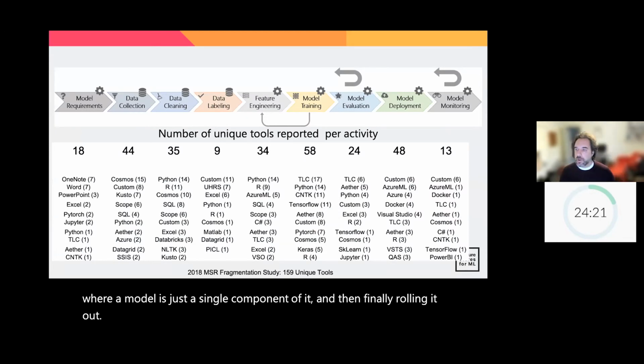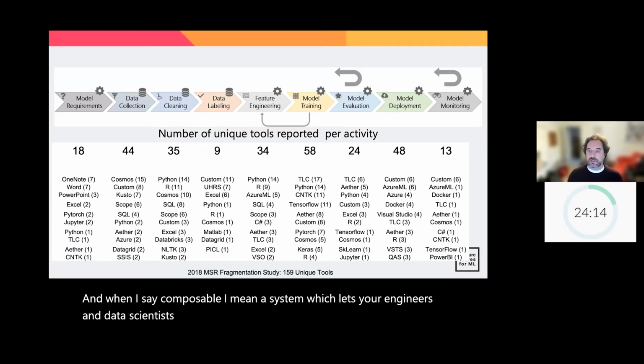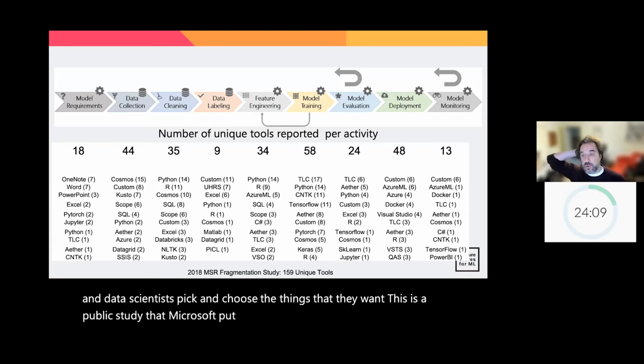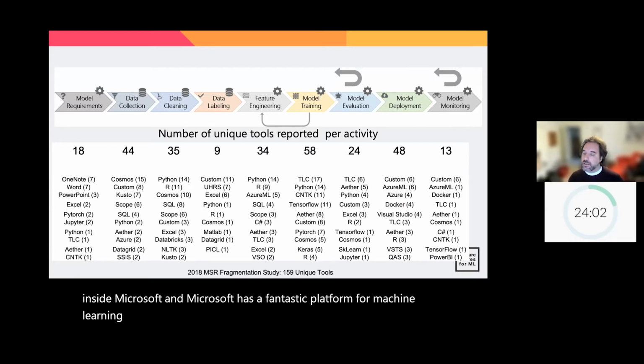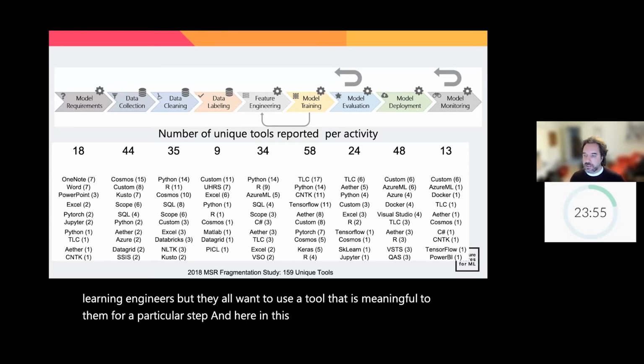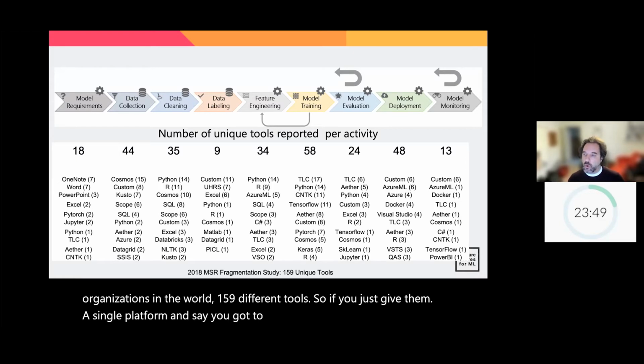And when I say composable, I mean a system that lets your engineers and data scientists pick and choose the things that they want. This is a public study that Microsoft put out around the number of unique tools inside Microsoft. And Microsoft has a fantastic platform for machine learning engineers, but they all want to use a tool that is meaningful to them for a particular step. And here in this case, one of the top ML organizations in the world, 159 different tools. So if you just give them a single platform and say, you got to use this, you're going to have a whole lot of unhappy people.